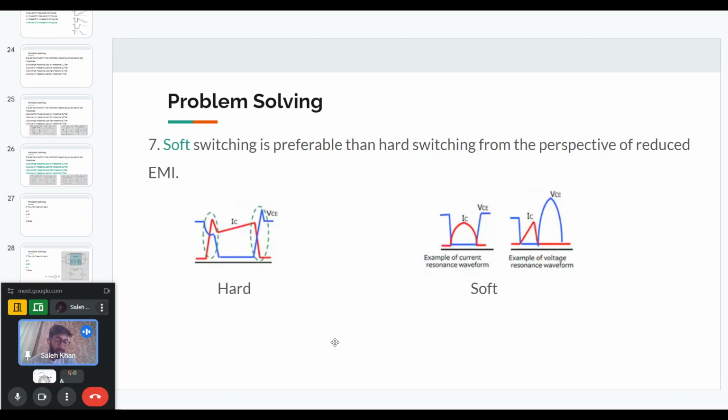So in general, most kinds of soft switching will be preferable to hard switching from the perspective of reduced EMI, as well as reduced losses. But as I mentioned, they will have some other issues.